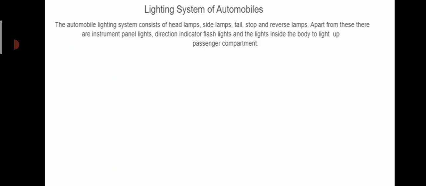The automobile lighting system consists of headlamps, side lamps, tail lamp, stop and reverse lamps. Apart from these, there are instrument panel lights, direction indicator flashlights, and light inside the body to light up the passenger compartment.